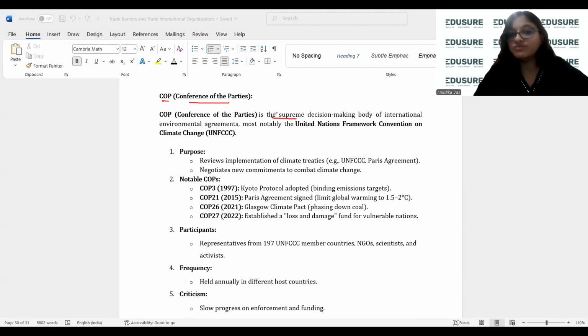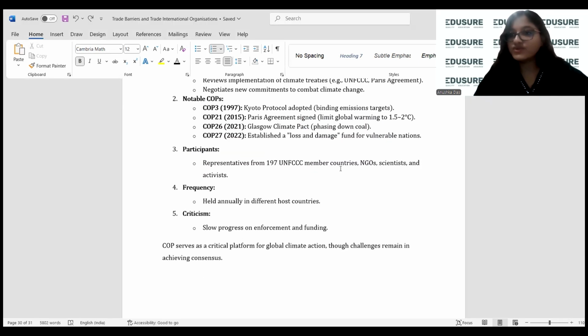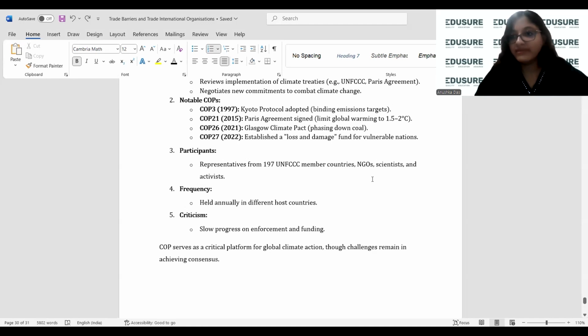The Conference of the Parties is the supreme decision-making body of an international environmental agreement, so it also comes under international agreements. It is the supreme decision-making body for environmental agreements, most notably the United Nations Framework Convention on Climate Change, UNFCCC. The purpose is to review the implementation of climate treaties and to negotiate new commitments to combat climate change. Basically, it protects the environment. Different conferences are conducted to discuss different environmental protection mechanisms.